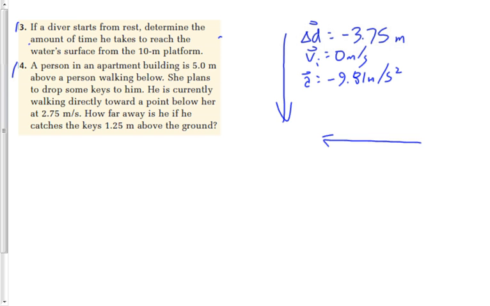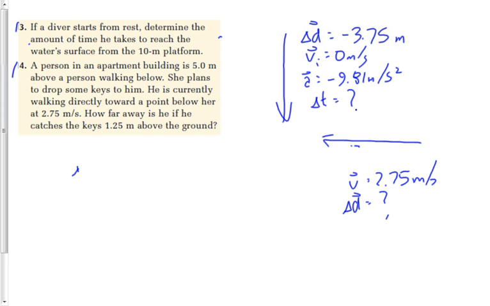This guy has to walk horizontally. His acceleration is 0 because he's going at a constant velocity of 2.75 meters per second. Okay, we want to find out how far away he is. In other words, how far does this guy have to walk? Well, let's get the time up here.